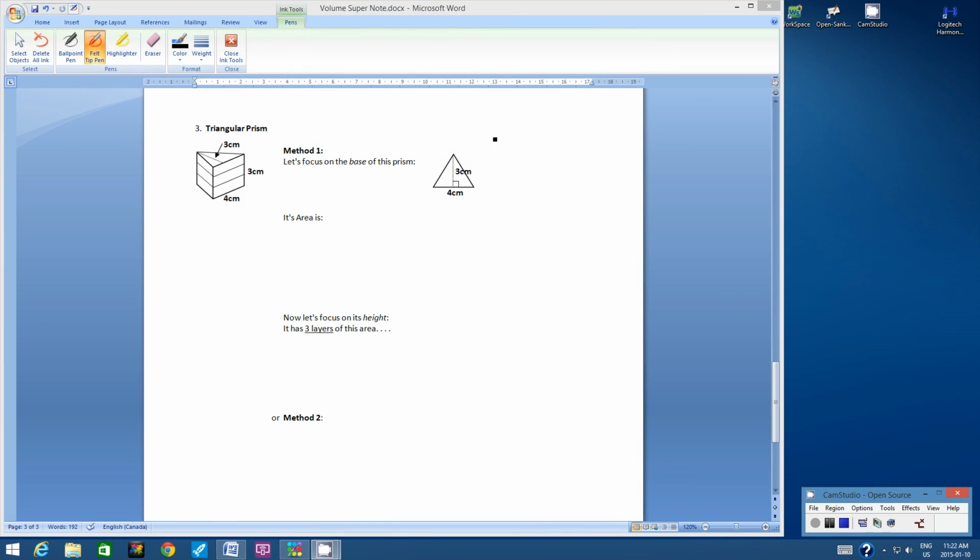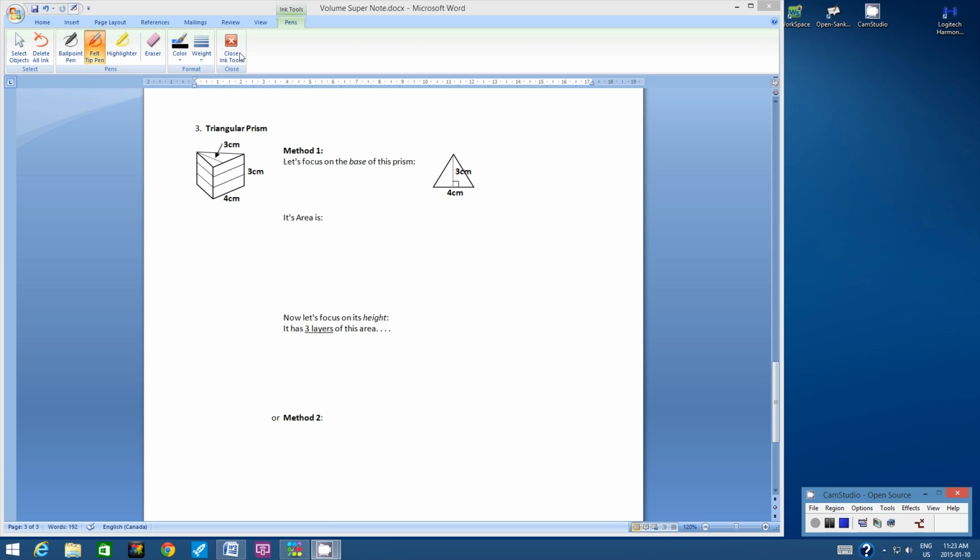We're going to be looking at triangular prisms. So let's have a look at this model here. If we look at it from the top or the bottom, we can see that there is a triangular face there. So we're going to consider that the base of the prism. Now when I say the base of the prism, I don't want you to confuse that with the base of the triangle. Okay, so as we've done in the previous tutorials, let's start with method 1.